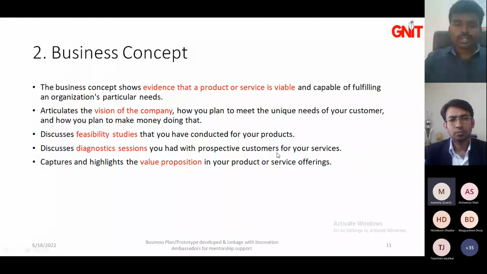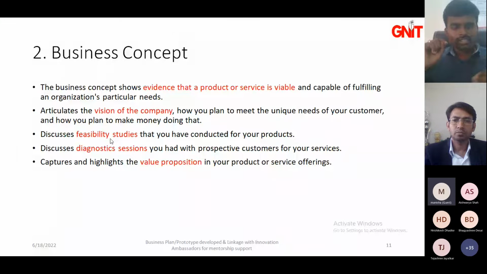So it meets the needs of your customer and makes money doing that. Then it discusses feasibility studies, as I already told, whether this product is useful here or not. For example, the climate is cool. In that cool climate, only your oils will be useful. If the climate is hot, that cream won't be useful. For example, lip balm we are using. Lip balm can be useful only during the winter season, when the lip balms will sell more. During other times the sale will be less. That is the feasibility study. So which season, which product I can make, that is the feasibility study.